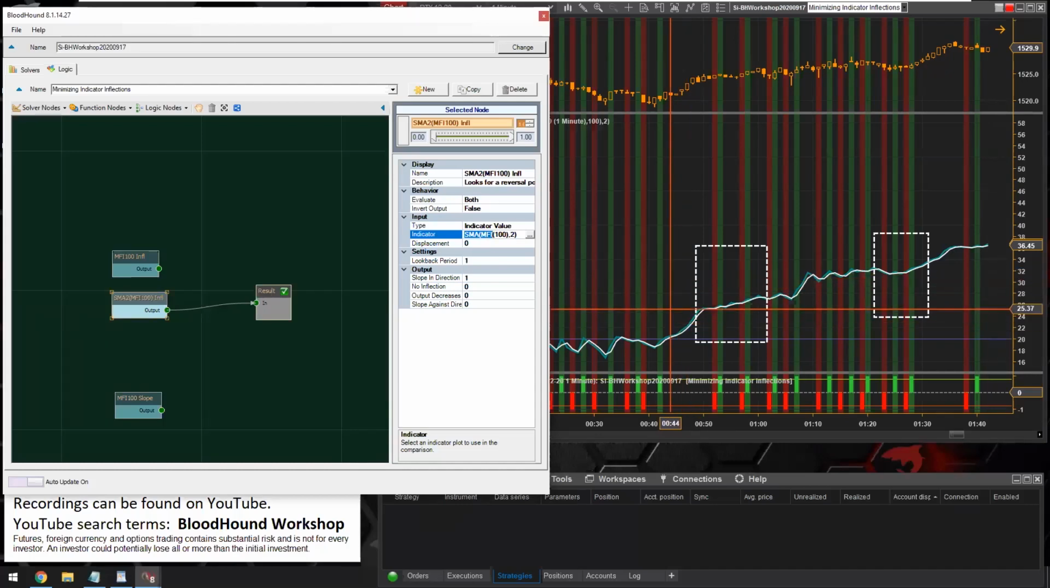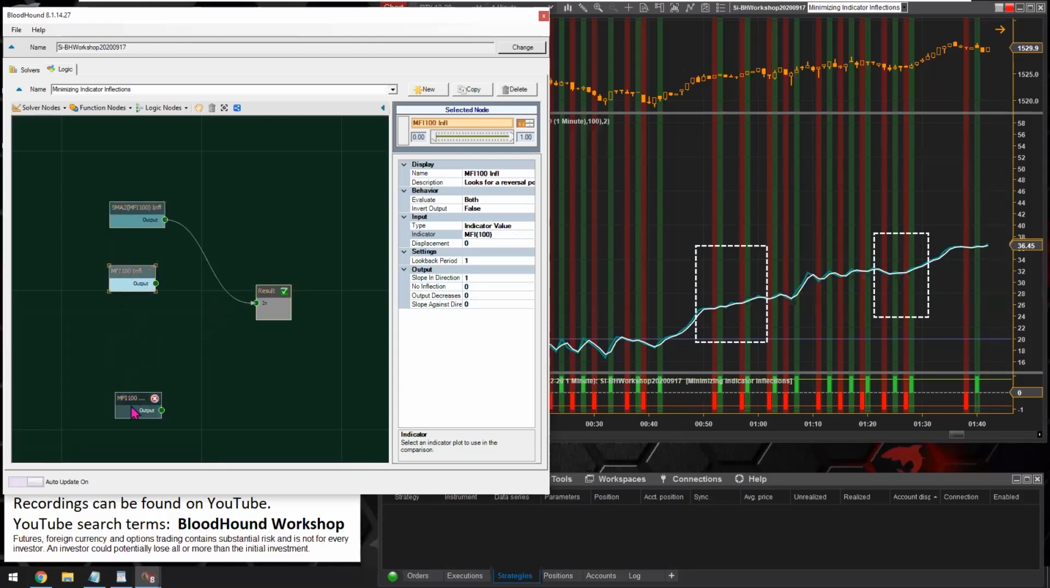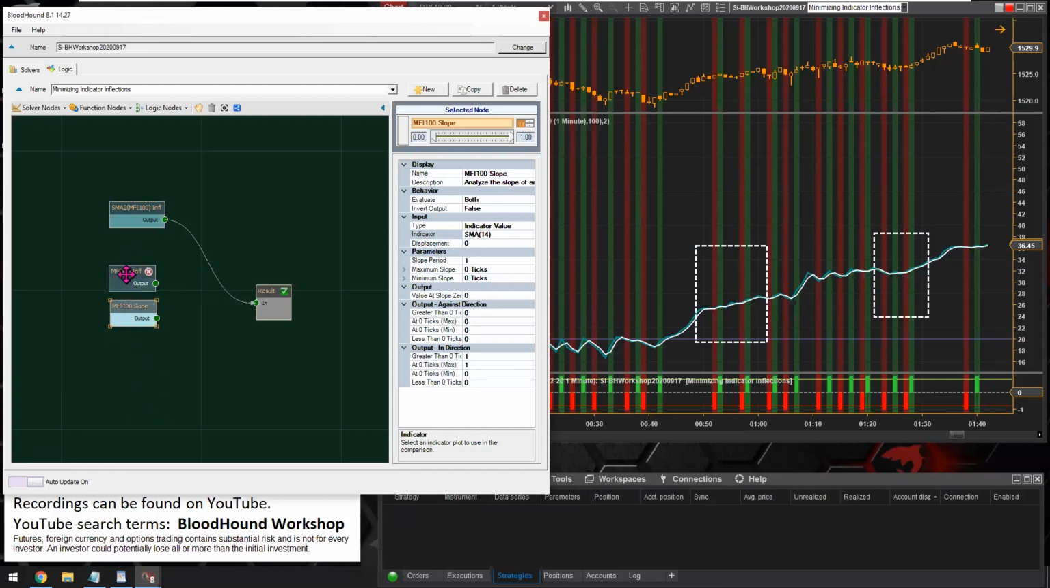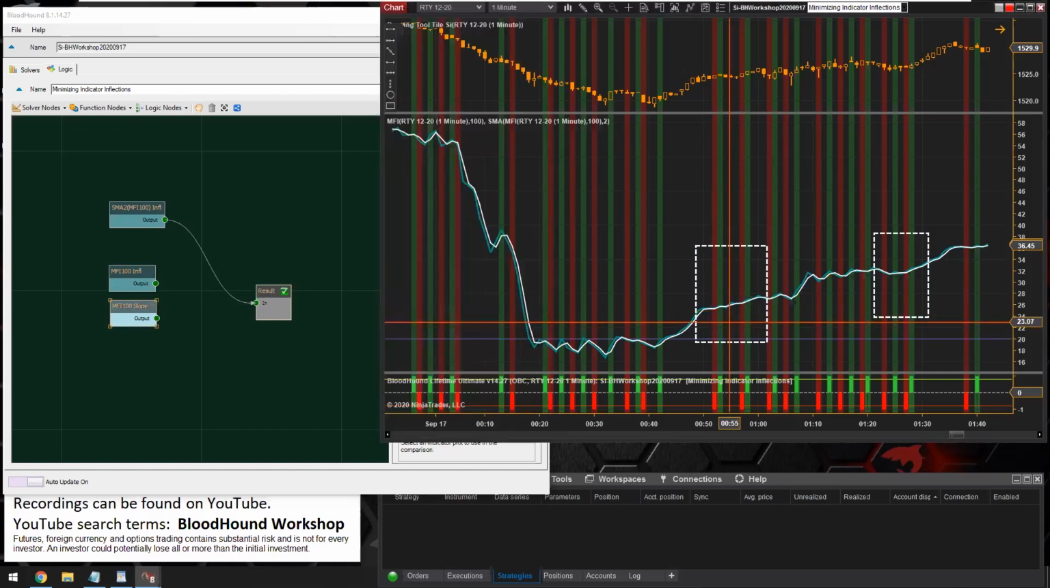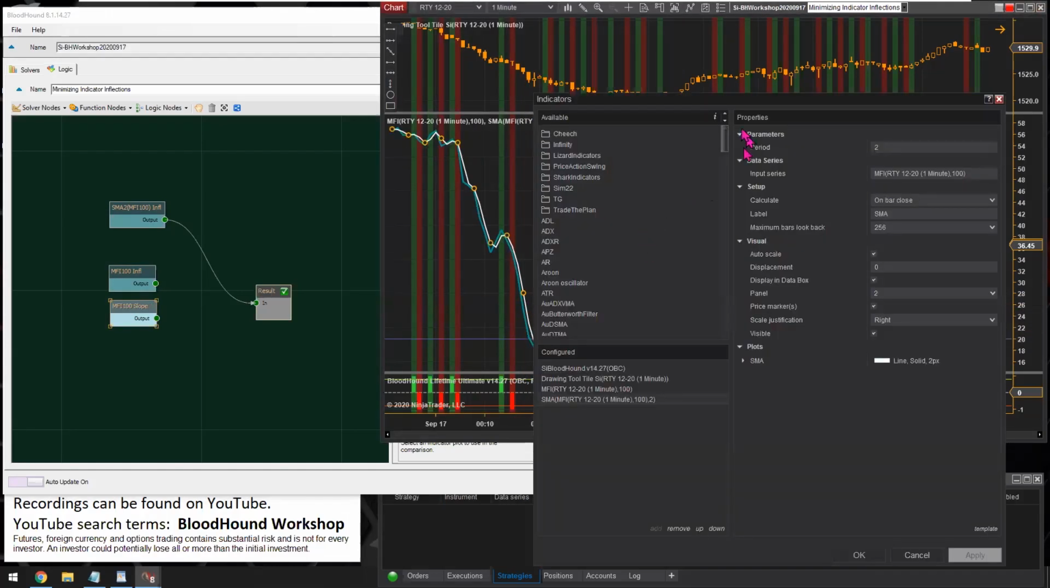So that's one way that you can smooth things out. And let's see, let's move that up. And then the second way is I'm going to combine the inflection solver with a slope solver as well. So potentially you could use the slope solver to kind of cut out some of these inflections here as well.